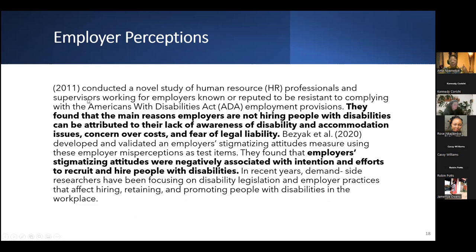Supervisors and professionals working for employers known or reputed to be resistant to complying with the ADA employment provisions found that the main reason employers were not hiring people with disabilities can be attributed to their lack of awareness of disabilities and accommodation issues, concern over cost, and fear. So it's like addressing fear and stereotype. We're saying the same thing that they're saying, and this even impacts recruiting efforts as well.